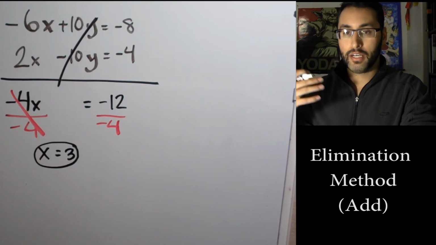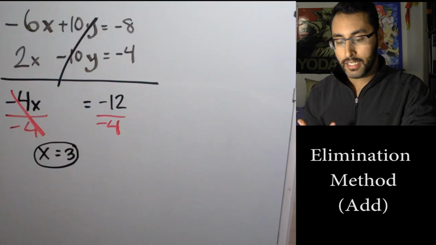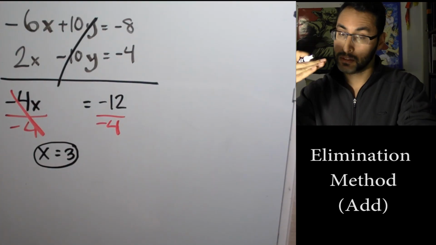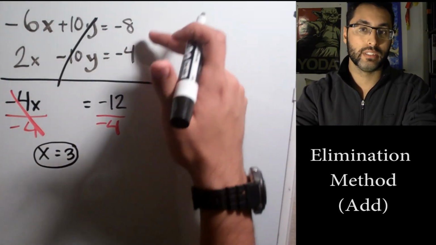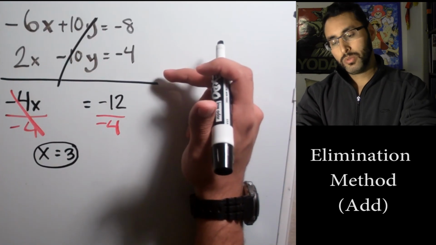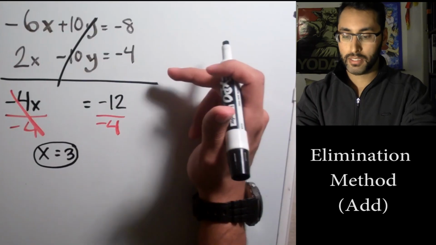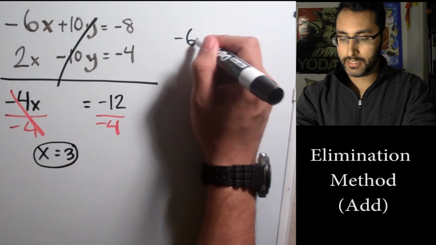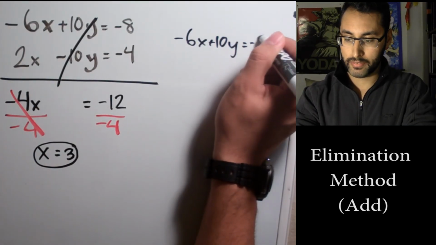I need to find the other one. In this case, I know what x is. I need to find what y is. So our steps are eliminate, solve, substitute. I substitute this value into one of these original equations. It can be any of them. Which one do I want to choose? It really doesn't matter. You'll still get the same answer regardless, but let's choose the first one. So I'm going to choose negative 6x plus 10y equals negative 8.